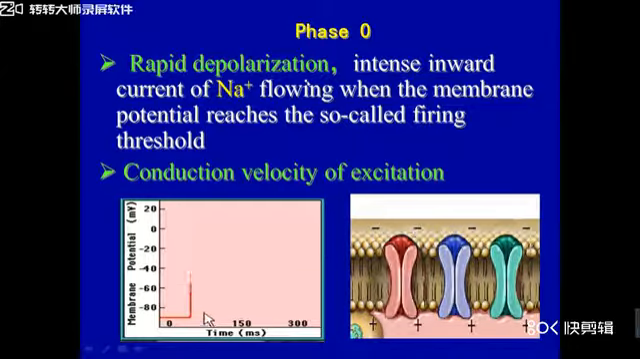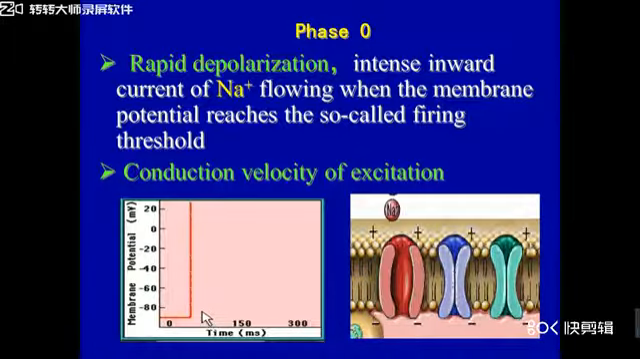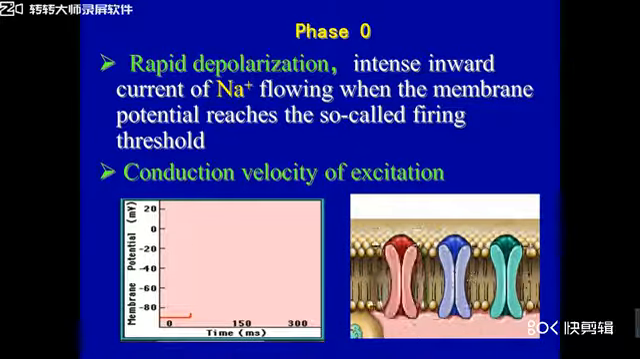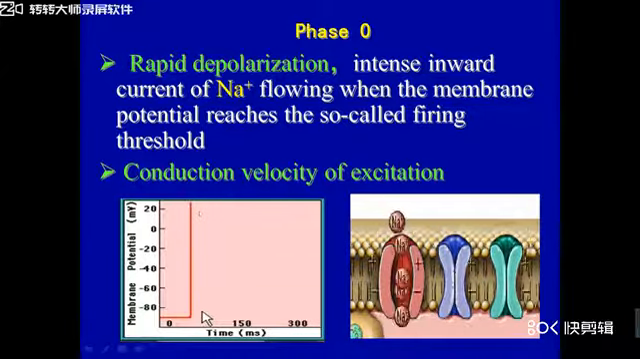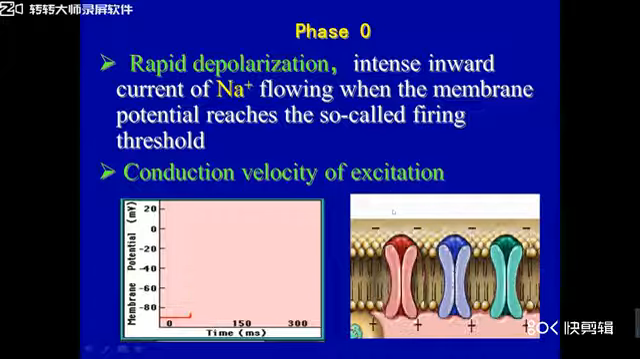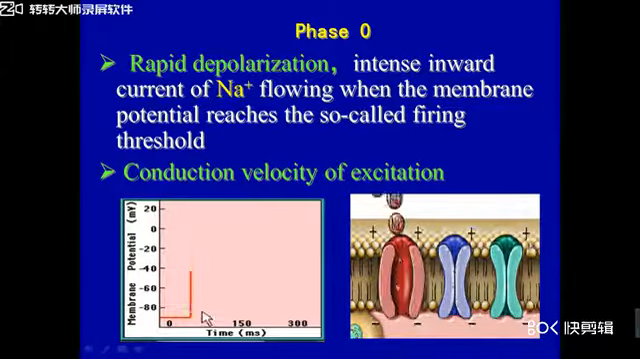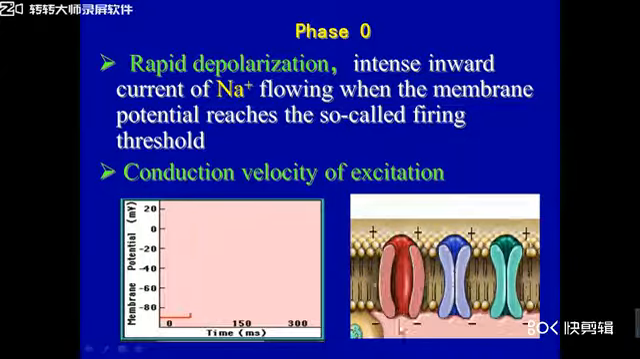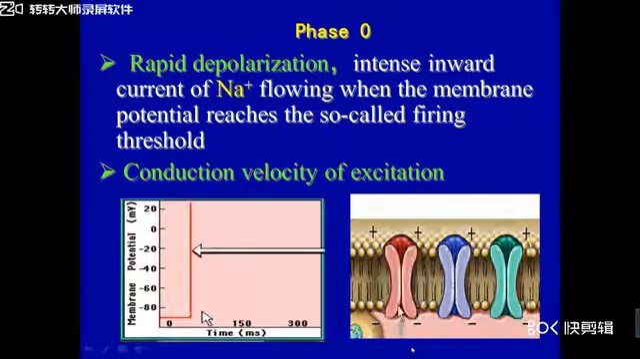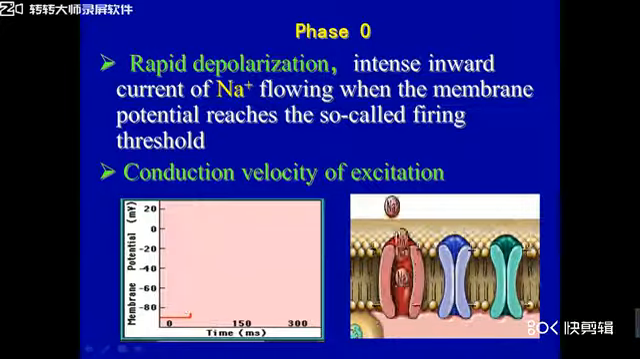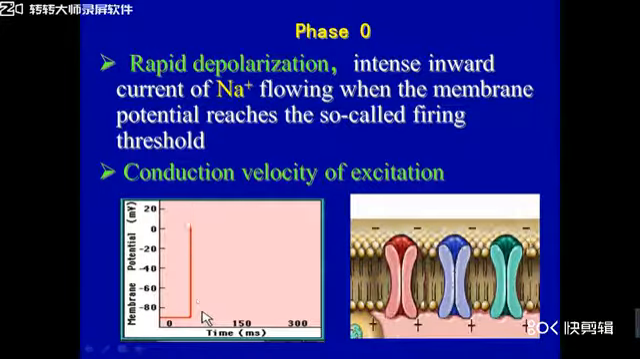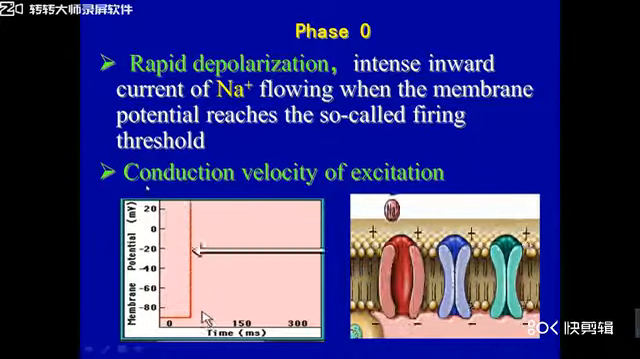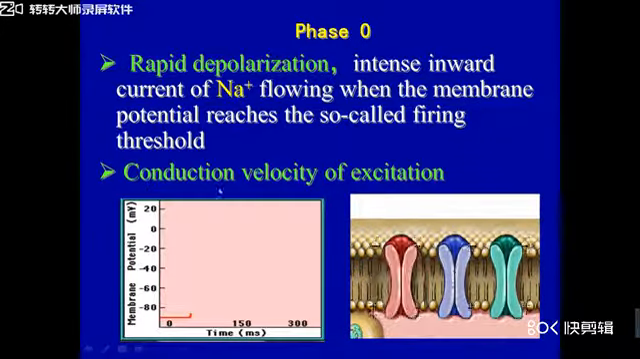Intense inward current of sodium flows when the membrane potential reaches the so-called threshold. In phase 0, as we have just known, the major channel is the sodium channel. The sodium channel opens, and then sodium flows in. We call this rapid depolarization, phase 0. Phase 0 determines conduction, while determining excitation.